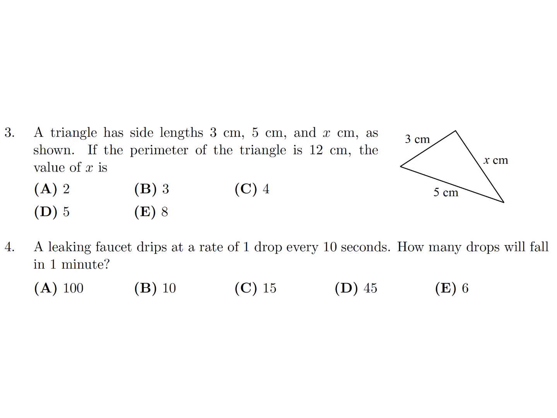Triangle has side lengths 3, 5, and x. As shown, if the perimeter of the triangle is 12, what is the value of x? So the perimeter is 3 plus 5 plus x. And they told me that the perimeter of this triangle is 12. So 12 here is 8 plus x, and therefore x would be 12 minus 8, which is 4. And therefore that would be C.